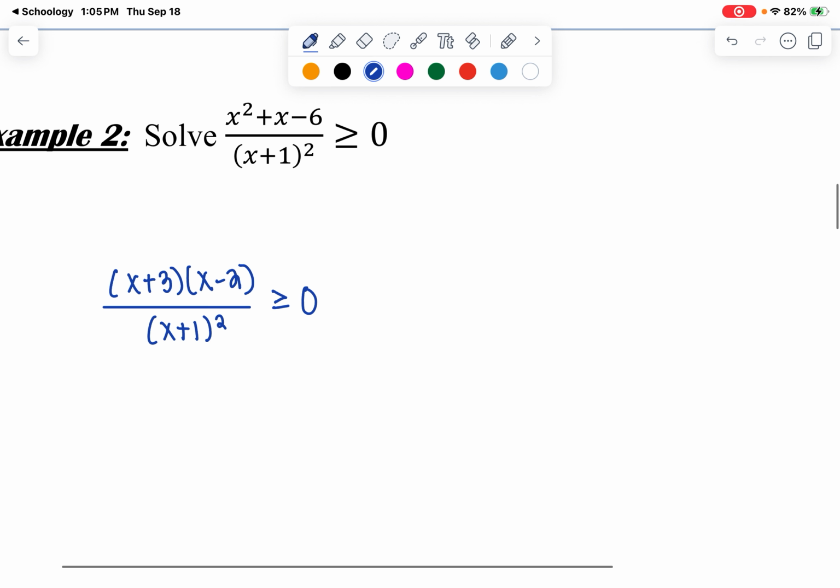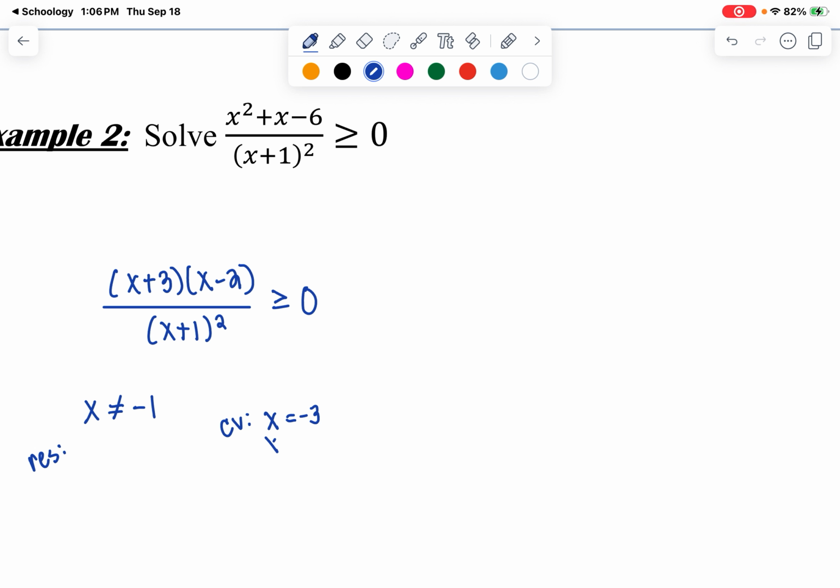All right, so I'm gonna get my restrictions. X can't be negative 1, that's an open point, okay? That's my restriction, okay? And then my critical values, CV, critical values, are my zeros. So that is x equals negative 3 and x equals 2. And those could possibly be included in my solution set dependent on the inequality symbol.